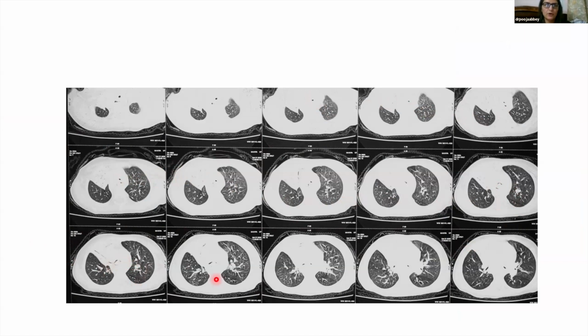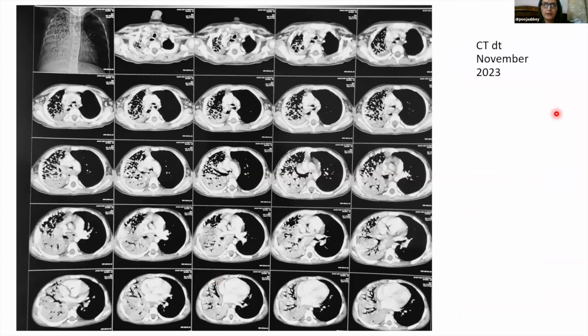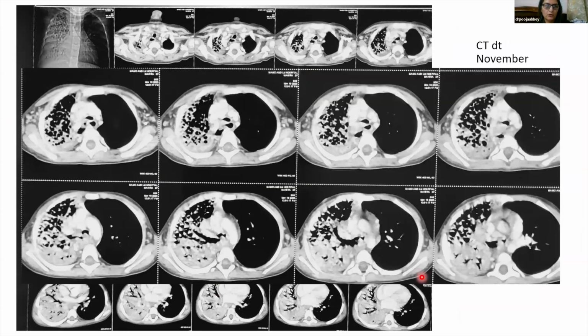So this was the CT of March. And this is the current CT, the recent one. This was November. Okay, so what do we see here? Now the entire right lung appears to be involved and showing collapse consolidation. And again, a magnified image of the same. So remember that we were thinking in terms of tracheoesophageal fistula also, though they could not find that on bronchoscopy.